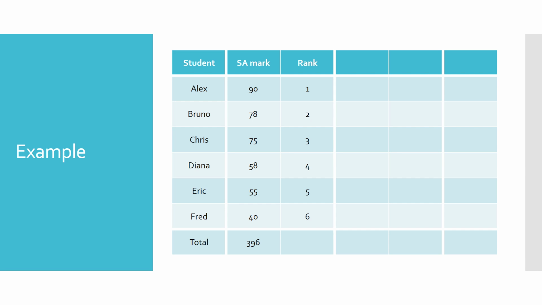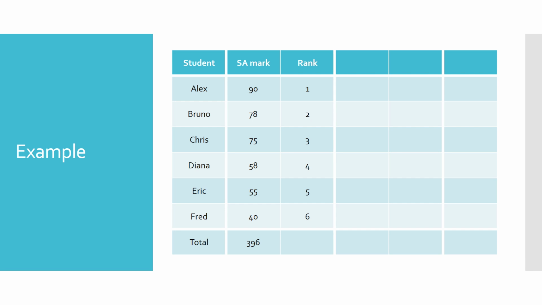But after those ranks have been created, that school assessment mark in the second column is kind of useless. Like I said, we do consider the differences, so you can see that the difference between Alex and Bruno is 12 marks, and then the difference between Bruno and Chris is 3 marks. That means when we get the moderated assessment mark, Alex is going to be a bit far away from Bruno, and then Bruno is going to be pretty close to Chris. So anyway, these are the ranks, everything's done.